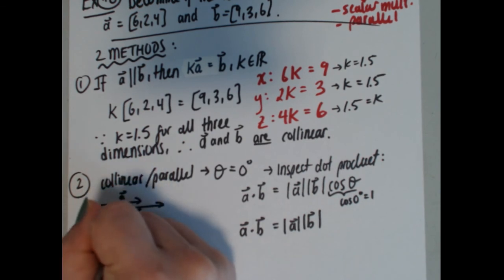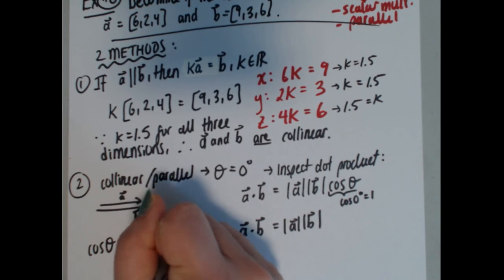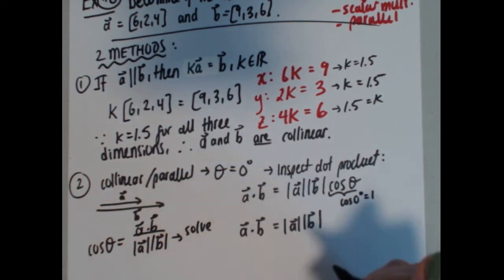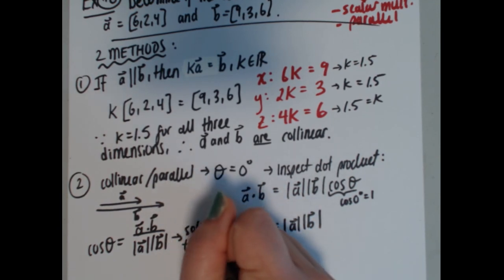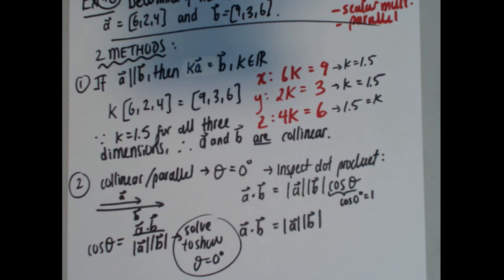Okay, so if you have cosine of theta equal to A dot B over mag A times mag B, you have to solve this to show that theta is equal to 0 degrees. This would be the other way to do it. I'm not going to go through the full solution because I think you're able to do that, and I'm not going to spend time to do that right now. Okay, we are officially in the last 20% of the lesson, so let's keep going through.